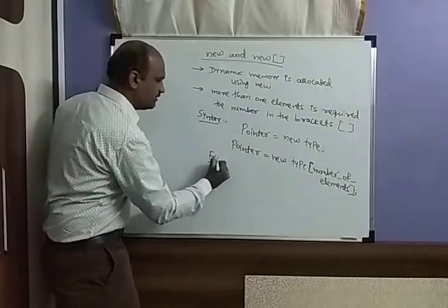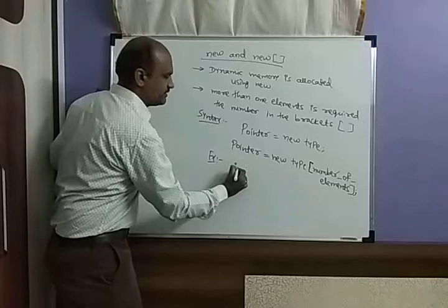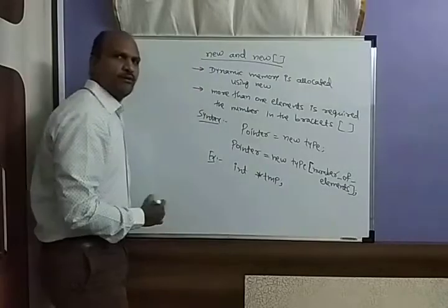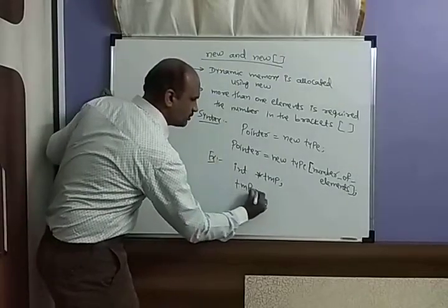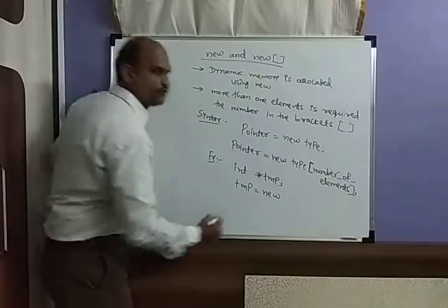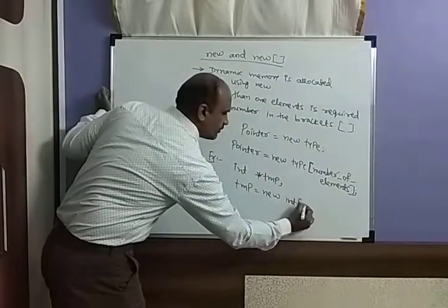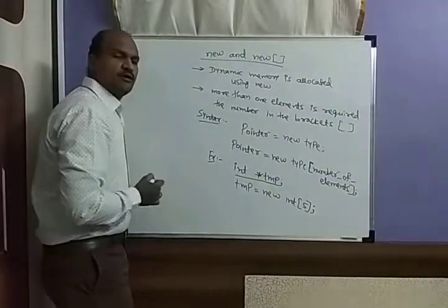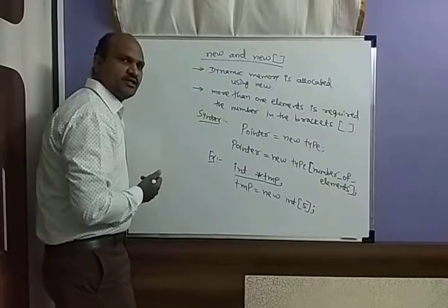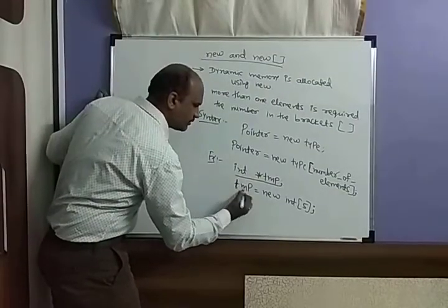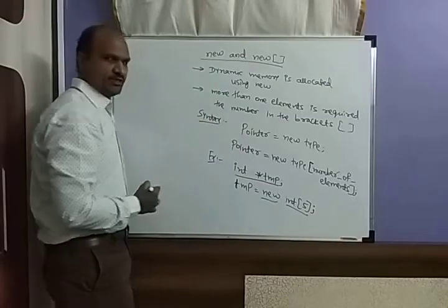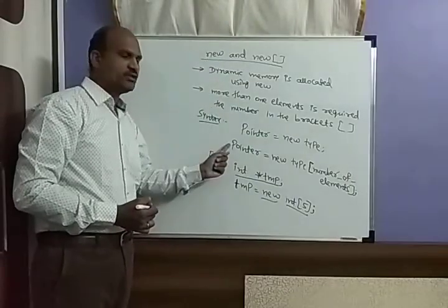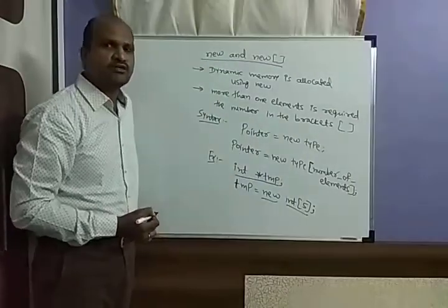If I write an example, it is very simple. Write int with a pointer variable, so temp is equal to new int, and with the 5 it means the pointer to the integer is created, then that pointer will be allocated with new for the number of elements, that is the array. This is how new and new with the array work. Only new allocates for the single element.